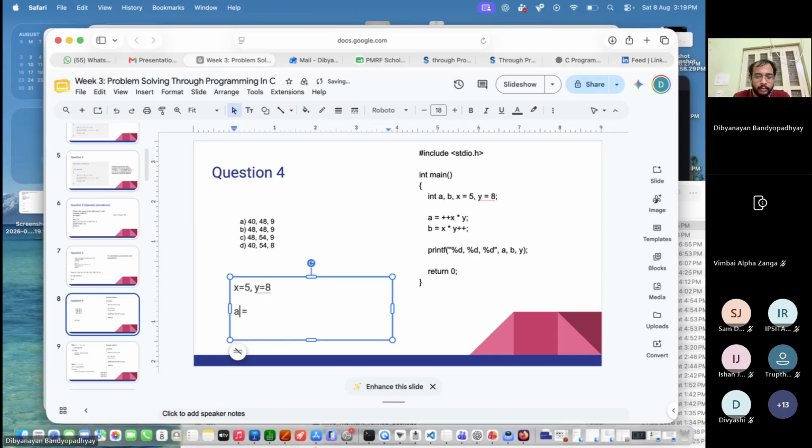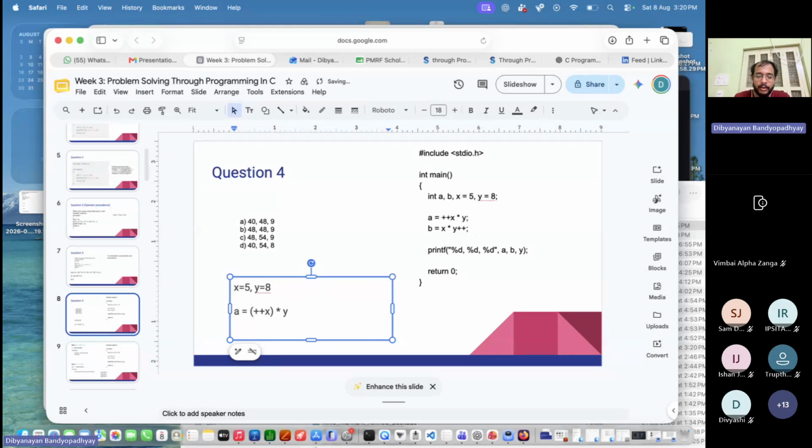A equal to plus X into Y. So how will the expression be evaluated? Let's see first. This is the pre-increment operator and this is the multiplication operator. Before the evaluation takes place, the pre-increment operator always increments the value of X. So what will be the value of X before the whole operation takes place? It will be incremented to 5 plus 1 equal to 6. So plus X will be evaluated first. This is the highest priority.